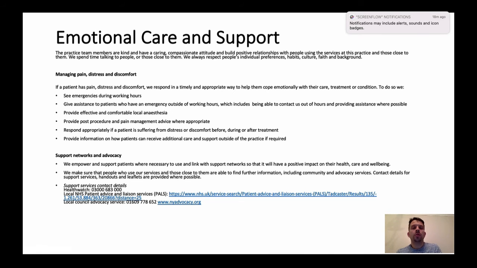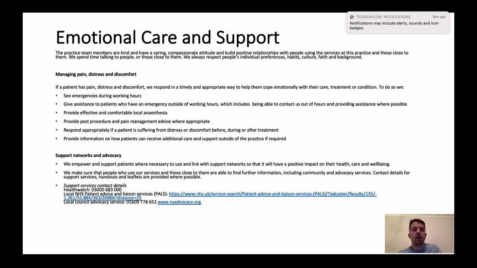Okay, emotional care and support. Obviously, as a practice, we need to make sure that we provide a caring and compassionate attitude, and we try and build those positive relationships with people that use the services of the practice. We want to spend time talking to patients and get to know them. We also need to be aware of the person's personal preferences, because we need to make sure that we can respect their habits, cultures, faith and backgrounds.